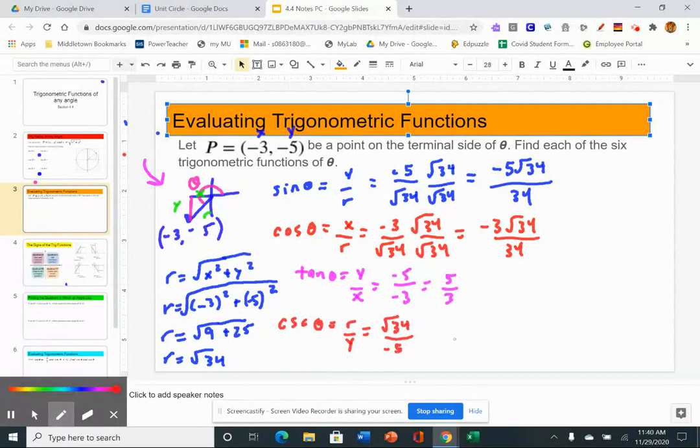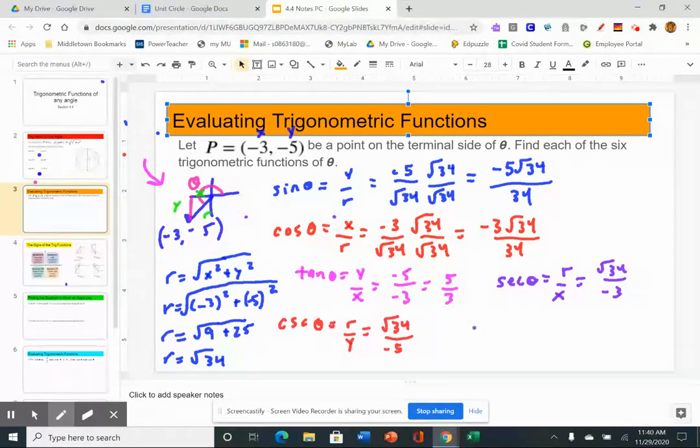So we don't need any rationalizing there. So now we'll do the secant of theta, which is r over x, which is root 34 over negative 3. Again, no rationalizing needed. And the last one we have is the cotangent of theta, which, using those ratios, is x over y, which is negative 3 over negative 5, which is 3/5. So those are all your answers here.